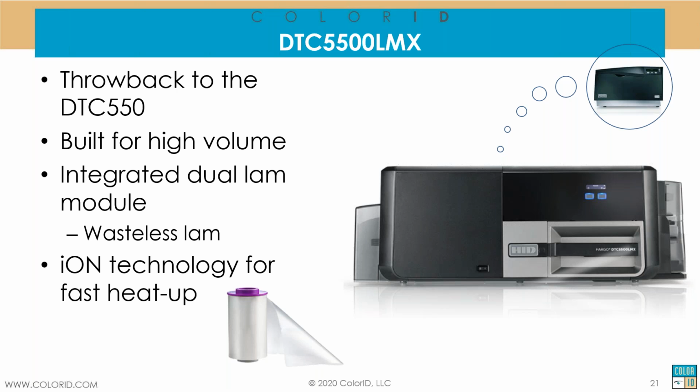And so this is the printer they came out with, and it has the laminator built in. It's all one piece. It has two-sided printing built in. You order this thing, you're ready to print and laminate on two sides of the card, mag encoding, everything. It's designed for high volume. It has ion technology for fast heat up. So when you go to laminate, you don't have to wait a long time for the laminator to warm up. It warms up in seconds, and it uses the wasteless, linerless lam that I described earlier when I was talking about lamination, and there's a roll of it there. So it has a lot of good features.